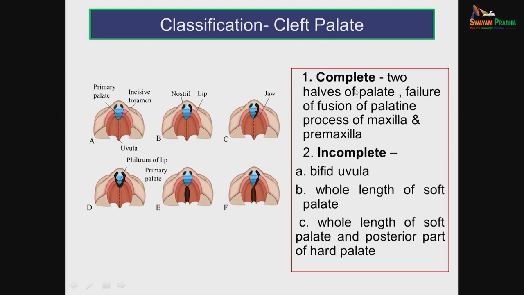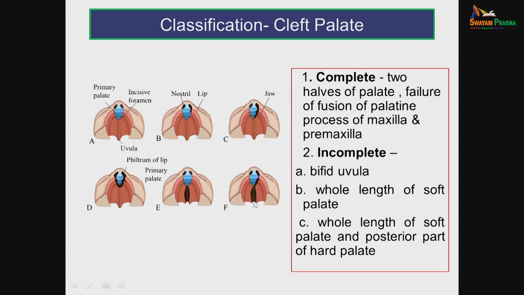You have a complete cleft palate, two halves of the palate, due to failure of fusion of the palatine process of maxilla and the pre-maxilla. That is complete. The entire thing fails to fuse, the primary palate, secondary palate, the entire thing, there is a cleft, and it is called complete. The palate is in the form of two halves. This is failure of fusion of the palatine process of maxilla and pre-maxilla.